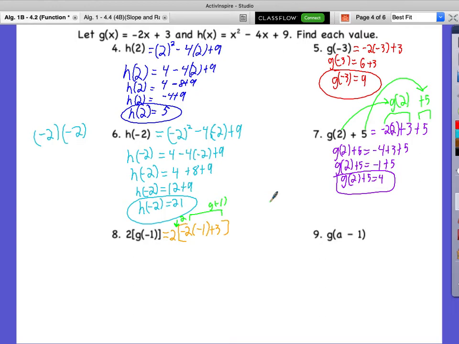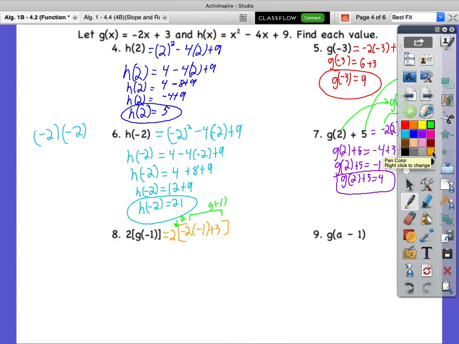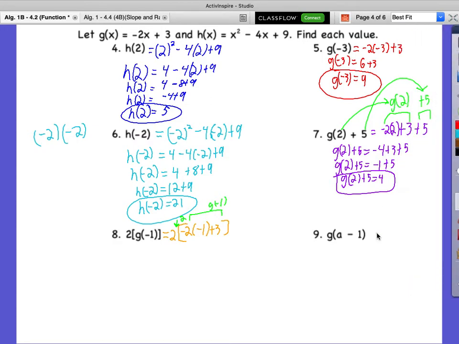So we start with the bracket. By order of operations, we do grouping symbols, innermost first. So we work inside this bracket. What's negative 2 times negative 1? Positive 2. Very good. So let me rewrite this out: 2 times the bracket of 2 plus 3. That's what your first step should look like after you plug it in.